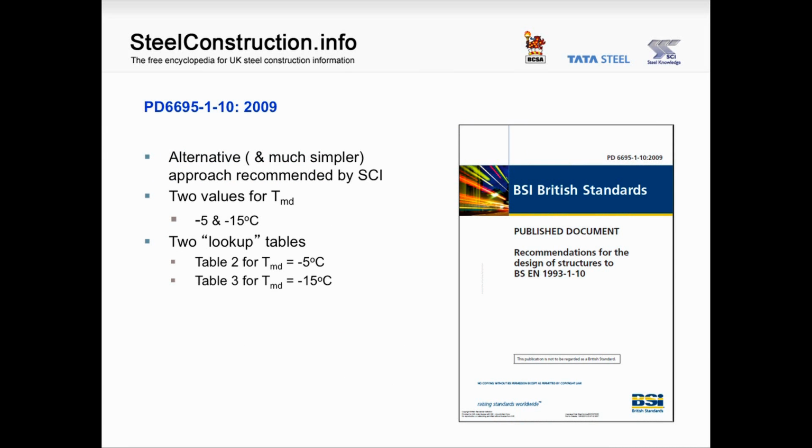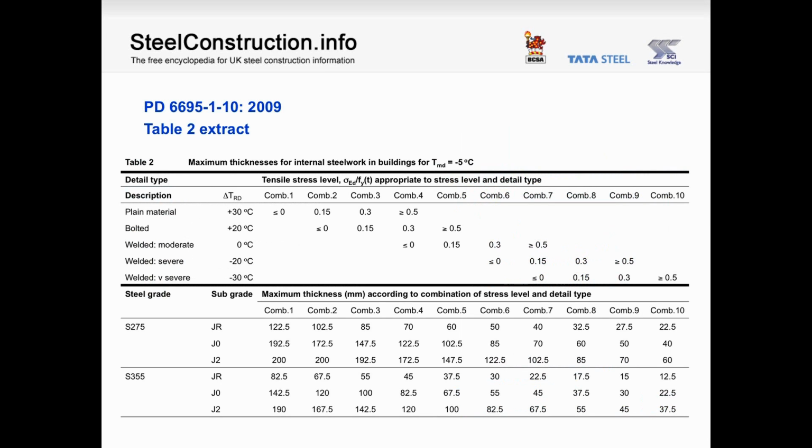In the UK, we have a piece of complementary guidance that makes life easier in the form of PD 6695. In it, you'll find two tables, one for internal steelwork and the other for external steelwork, with the temperatures that are familiar from BS 5950. This is a part extract of Table 2 for internal steelwork, and it's easier to demonstrate how it works through an example.